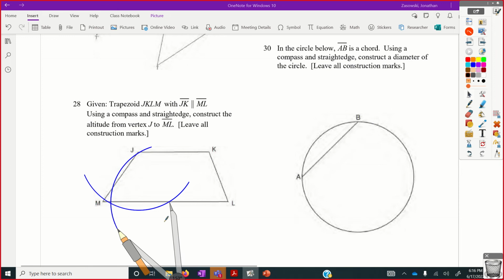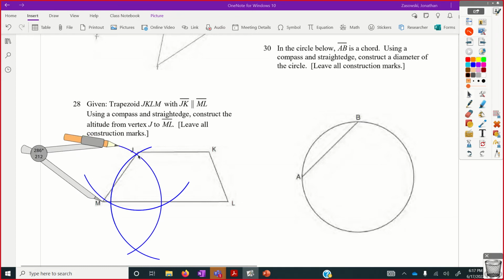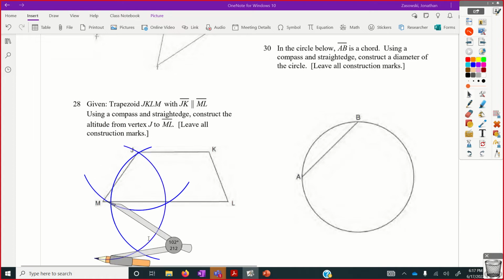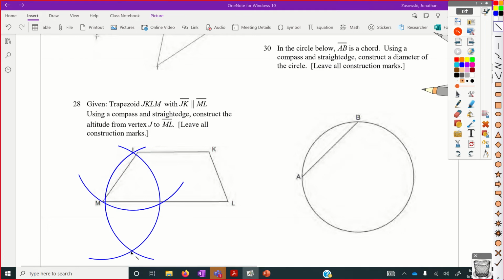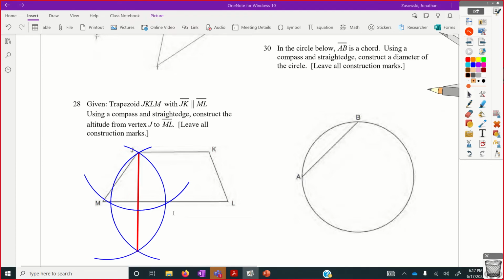And if you don't change your compass length, one of the places where the arcs intersect is going to cross below the line, and then also it should intersect at point J. And you can see my compass point is not on the intersection, it was on M. Not what we want to do. There we go. And then we're going to draw a line through where those two circles intersect, which should also pass through point J. And there's the altitude from vertex J to ML.